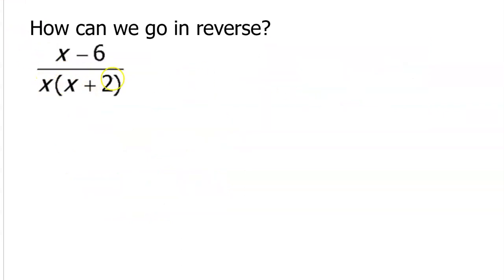We get partial fractions when we go in reverse. We want to take this single rational expression and rewrite it as the sum of two rational expressions. We are going to use the two factors as separate denominators. So we want an x and then an x plus 2. But what goes in the numerator?